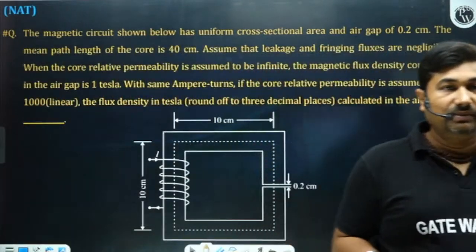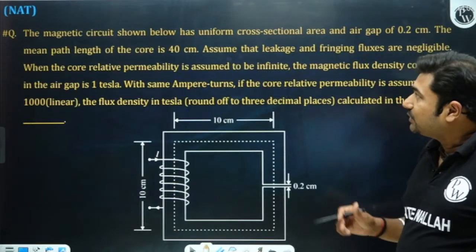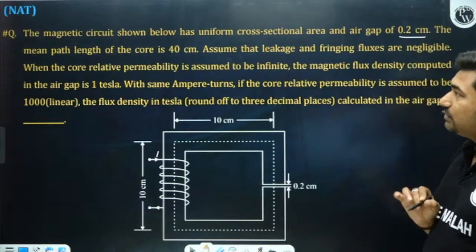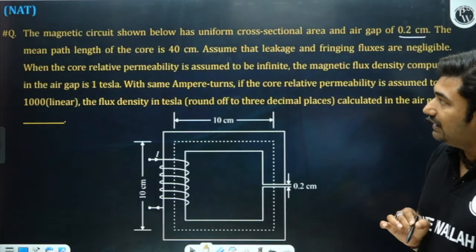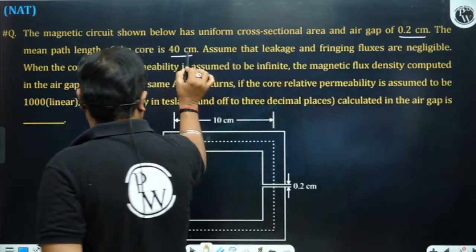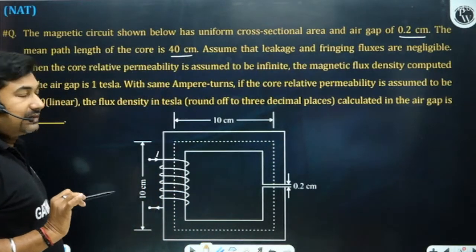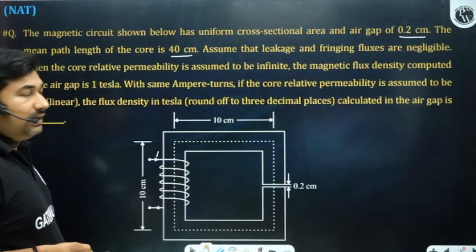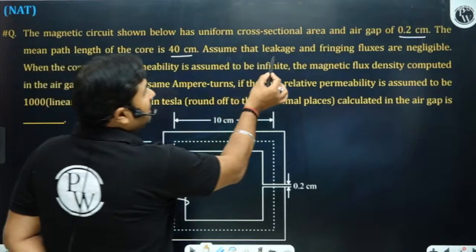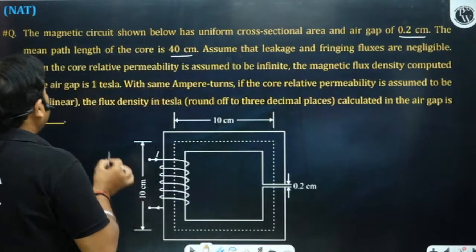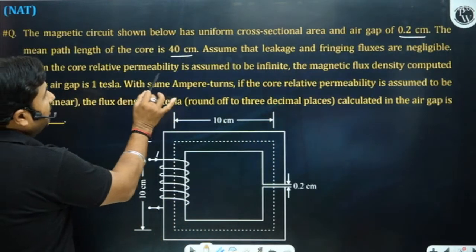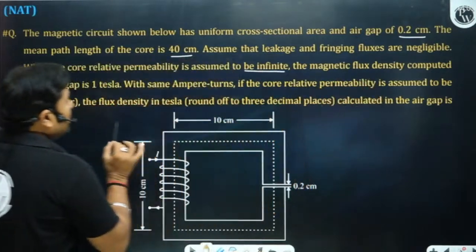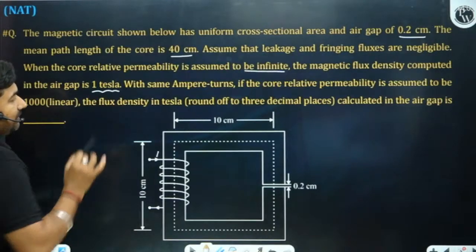Okay, please observe this question. The magnetic circuit shown below has a uniform cross sectional area and an air gap of 0.2 centimeter. The mean path length of the core is 40 centimeter, so the mean path is given to you. Further, assume that leakage and fringing fluxes are negligible. When the core relative permeability is assumed to be infinite, the flux density computed in the air gap is 1 Tesla.